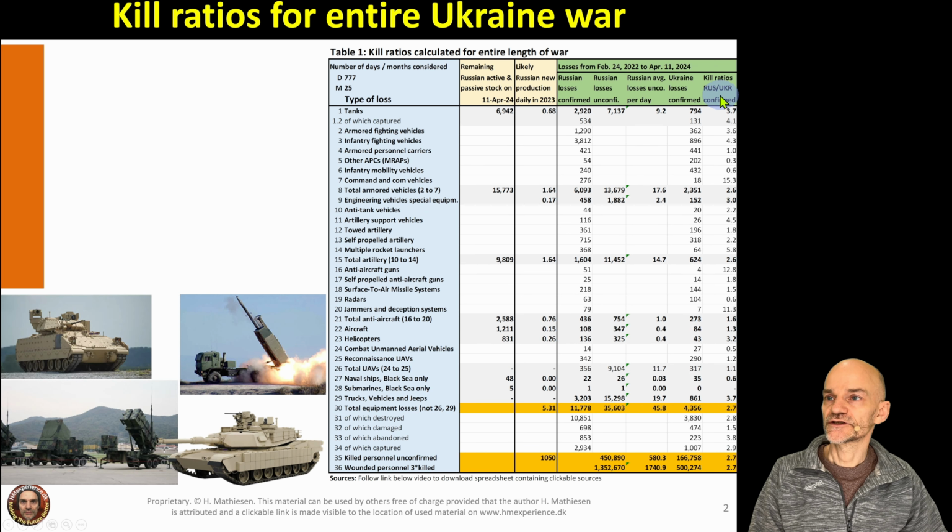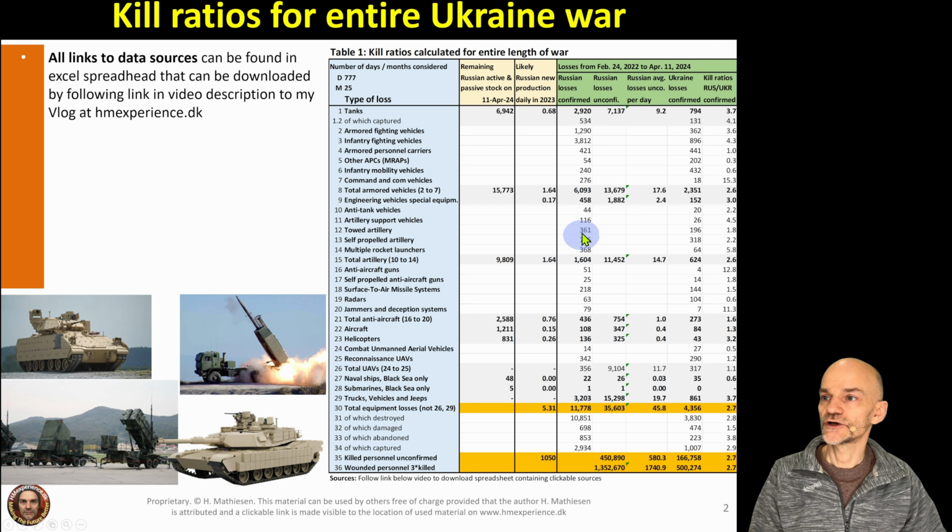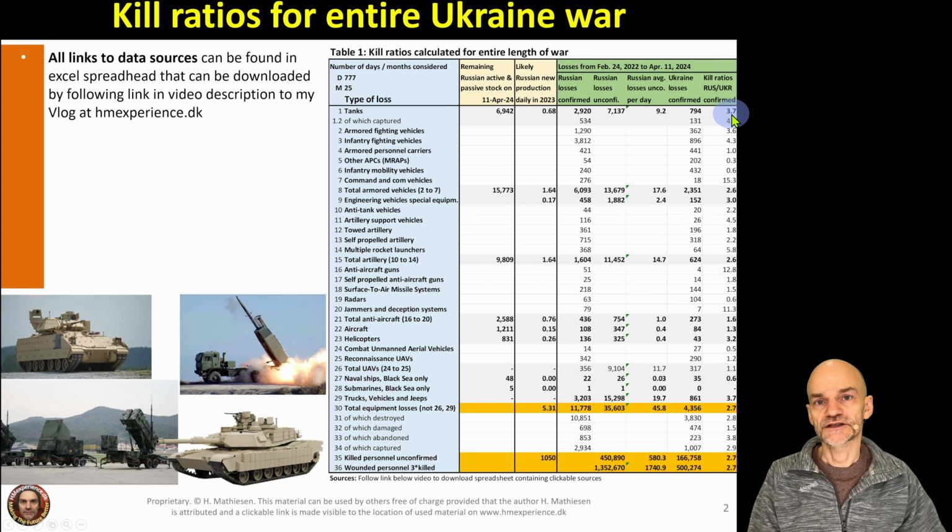Anyway, this table here is structured with all the information you need to figure out who's winning in the Ukraine war. Here we have losses from February 24, 2022 to April 11th of 2024. And we have Russian losses confirmed in this column down here, and then we have Ukrainian losses confirmed in this column down here. And I'm dividing this column with this column in order to get the kill ratios that are confirmed. That would be the Ukrainian kill ratios. And as I said in the introduction, we had this kill ratio of 3.7 for tanks. That's the one you see right here.